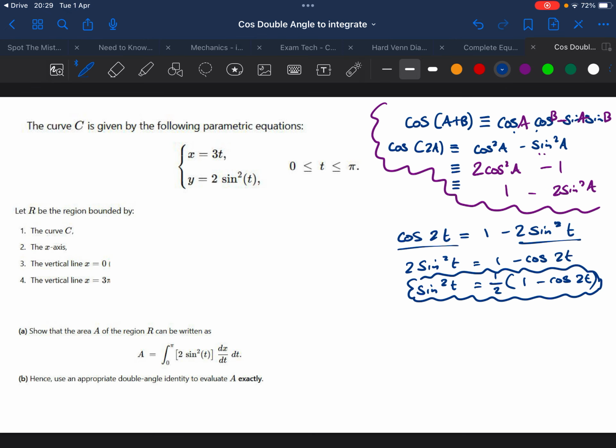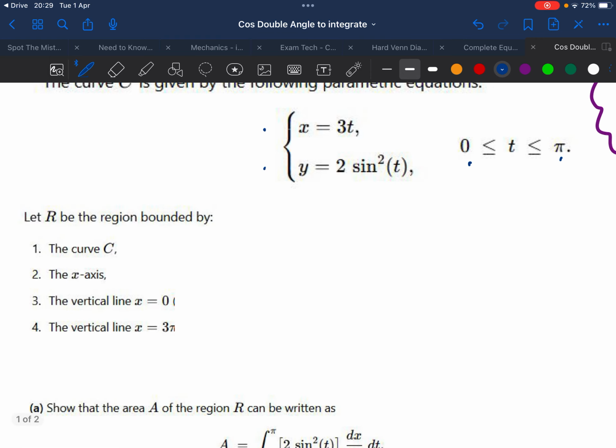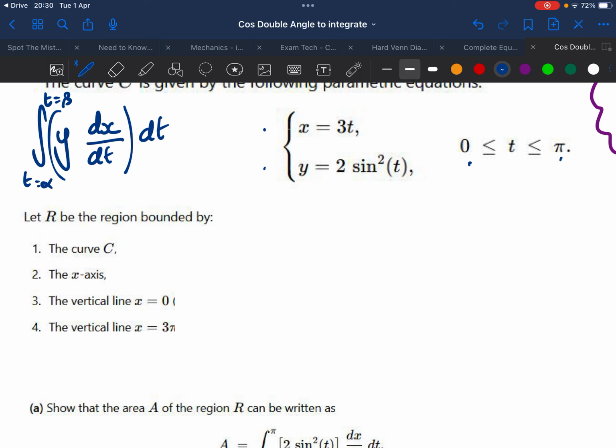So it's a parametric integration. T is between 0 and pi. We've got x, we've got y. Remember from our video the other day, we said that the general format of parametric integration is as follows. Okay, and these are in terms of t as well. So we're going to find a region bounded by the curve, the x-axis. Well, that's good. That's kind of how integration's been working for us. X equals 0 and x equals 3 pi.